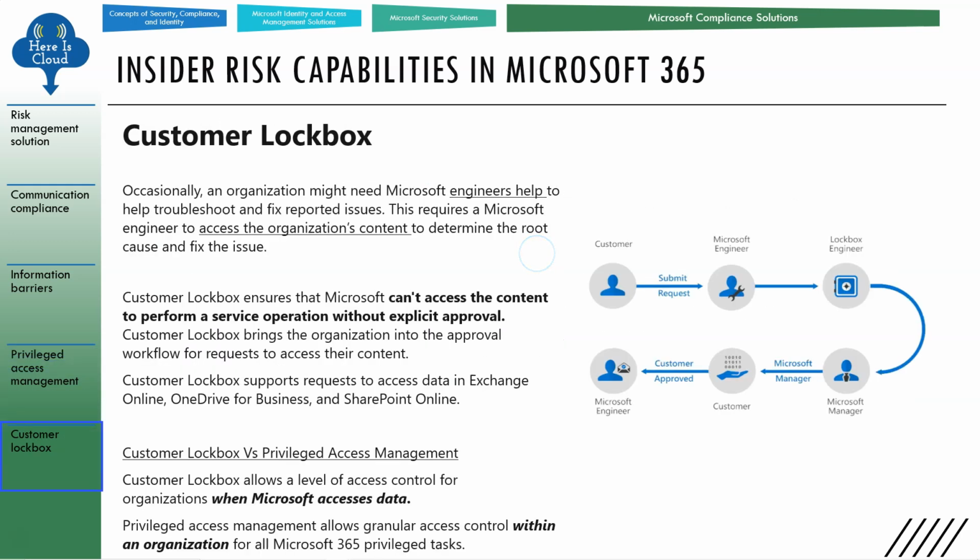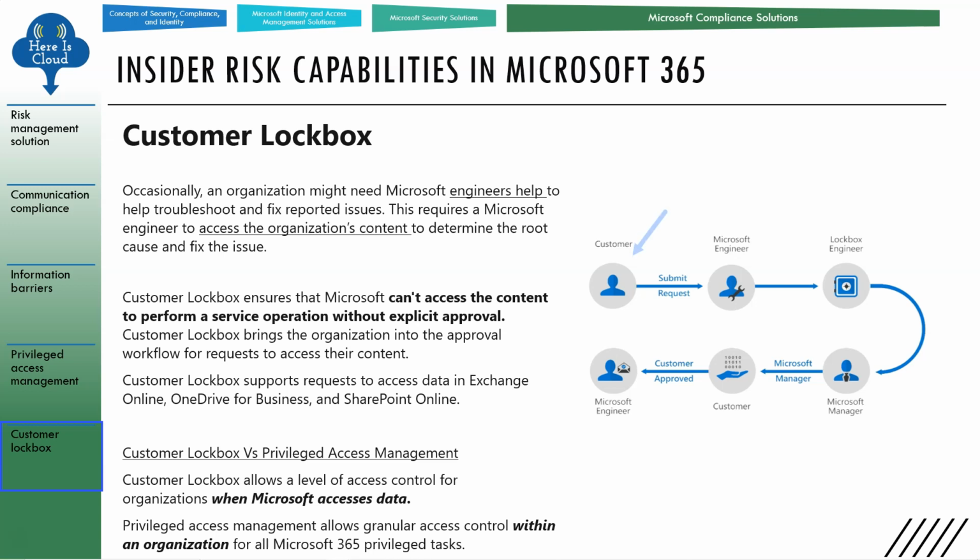Now next we are going to talk about Customer Lockbox. These are like a special case. Occasionally an organization might need Microsoft engineers to help troubleshoot and fix a problem. This requires a Microsoft engineer to access the organization's content to determine the root cause and fix the problem. So there is a workflow for that called Customer Lockbox. It ensures that Microsoft cannot access the content to perform a service operation without explicit approval. Customer Lockbox brings the organization into an approval workflow for requests to access their content. It supports requests to access data in Exchange Online, OneDrive for Business, and SharePoint Online.